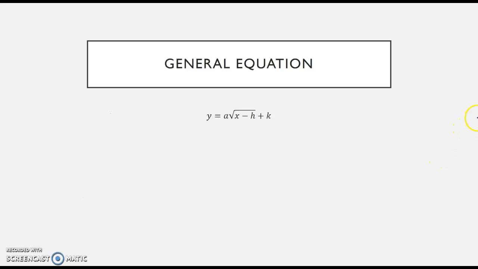Our general equation, it looks very similar to what we looked at in vertex form of a quadratic. We've got those same letters a, h, and k. So our general form is just y equals a times the square root of x minus h plus k. Right? That a does the same thing it did for our quadratics. Right? It tells me which way it opens. Right? So if it goes up or if it goes down.